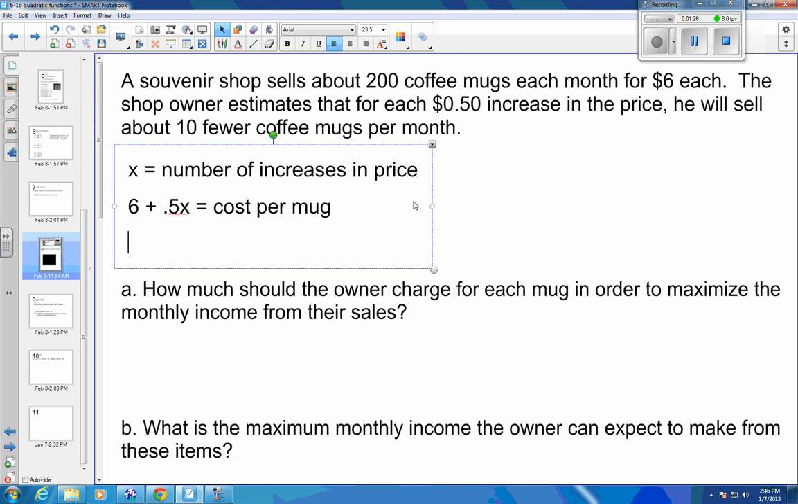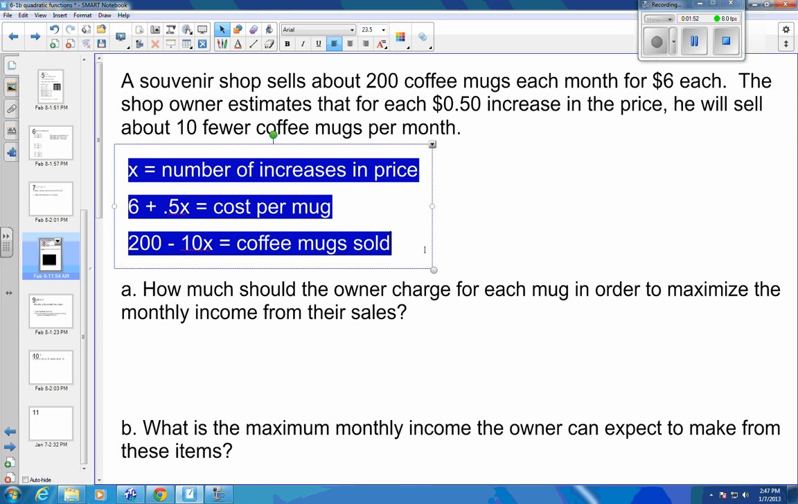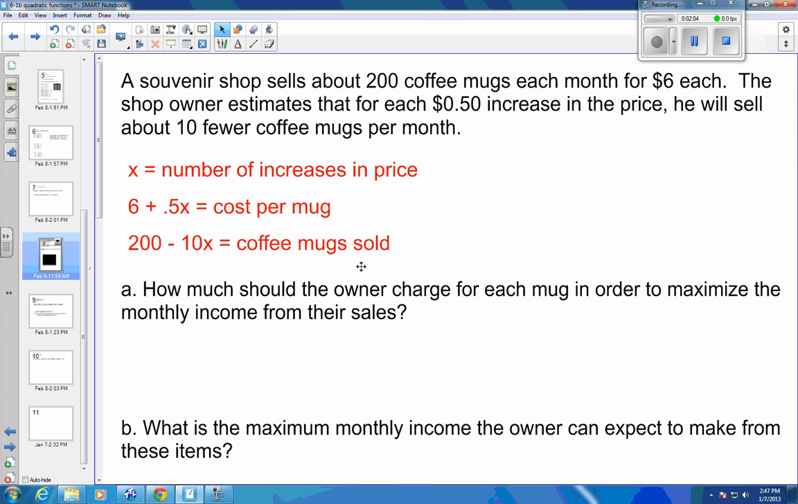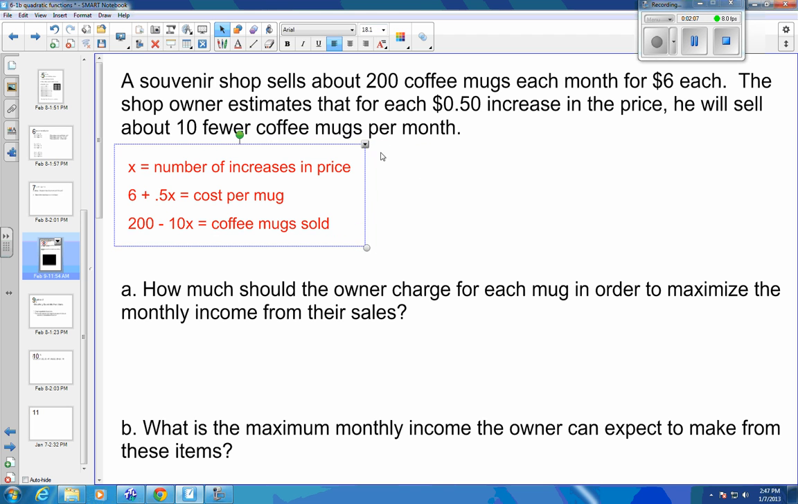Okay, and then we've got the other piece of this, and that's going to be, for every time we increase, we're going to sell 10 fewer coffee mugs. So we started out by selling 200 coffee mugs, but then for every increase, we're going to sell 10 less. So this is going to be coffee mugs sold. And there we have our information. Okay, so there's our initial information that we can go off.